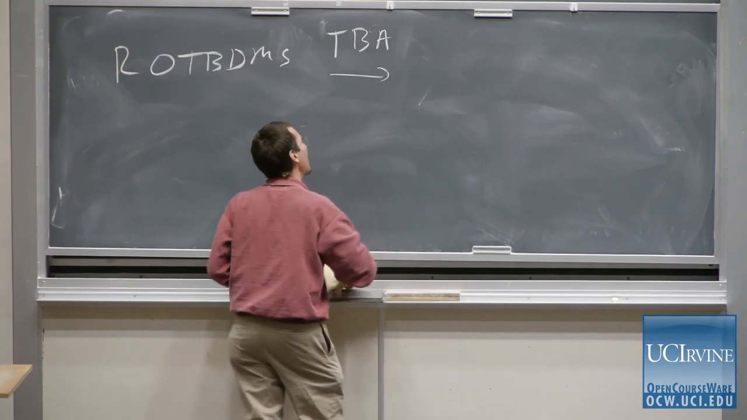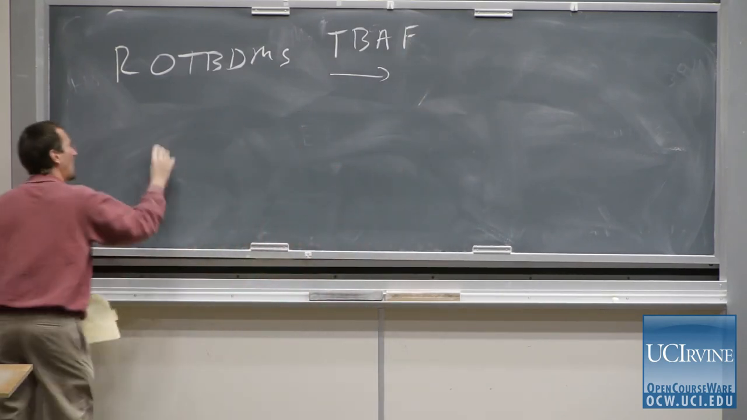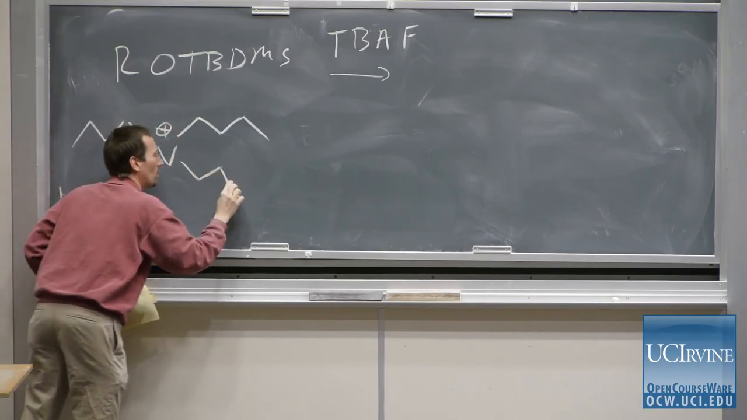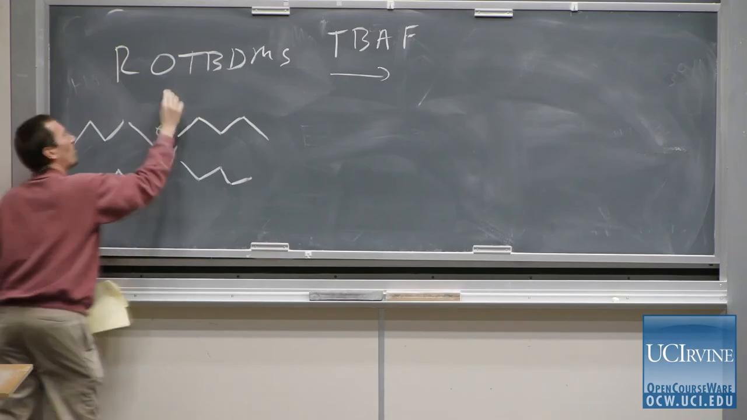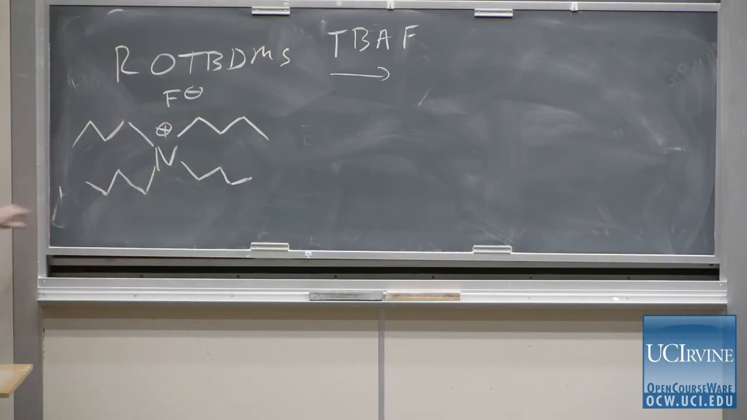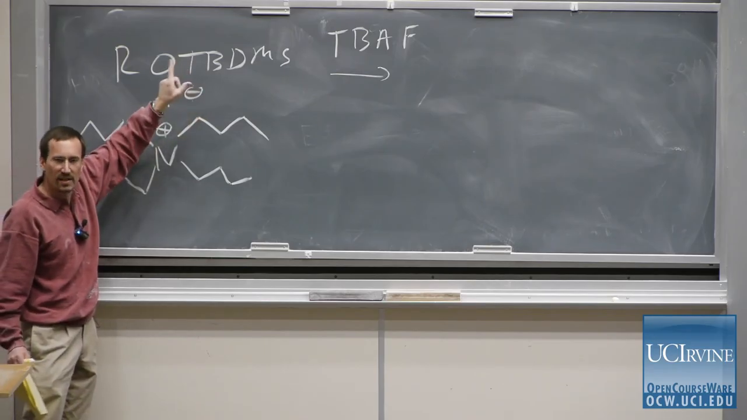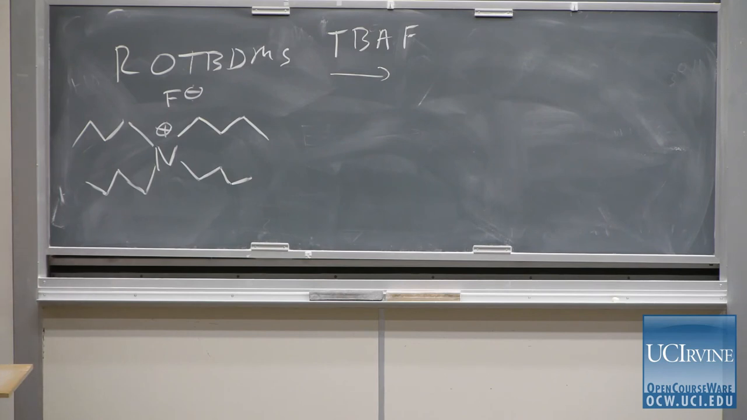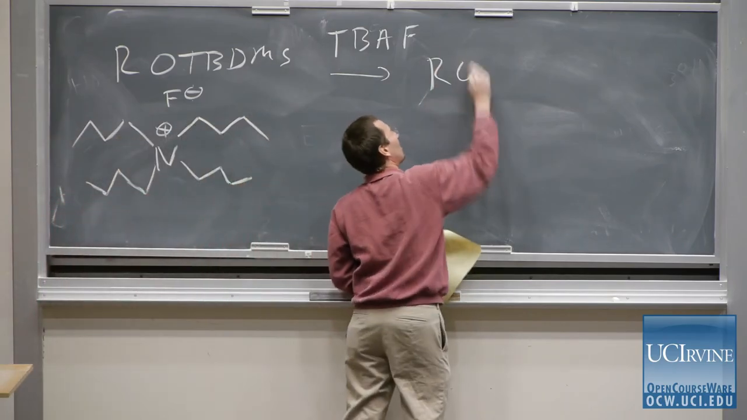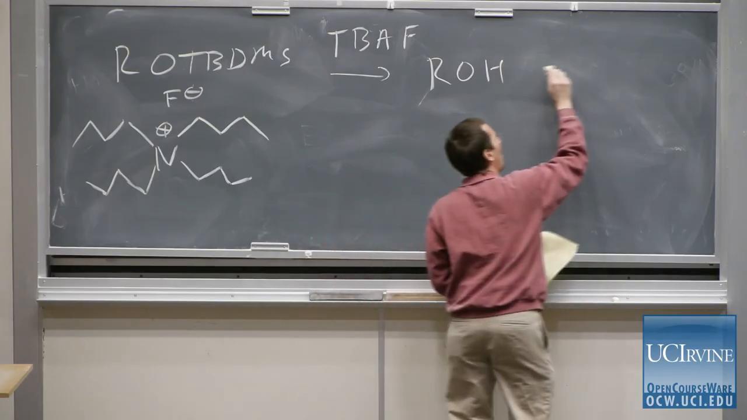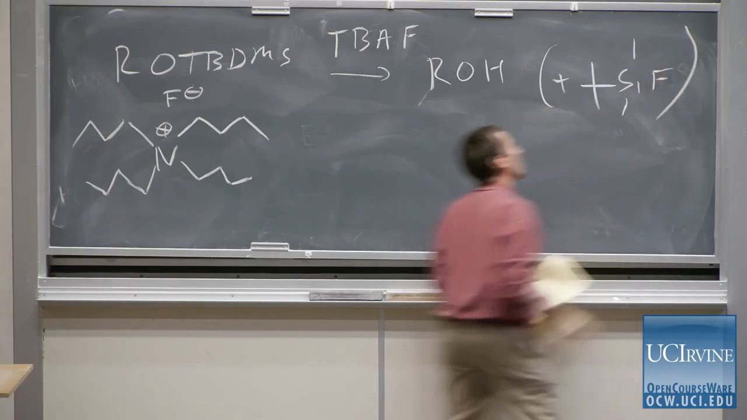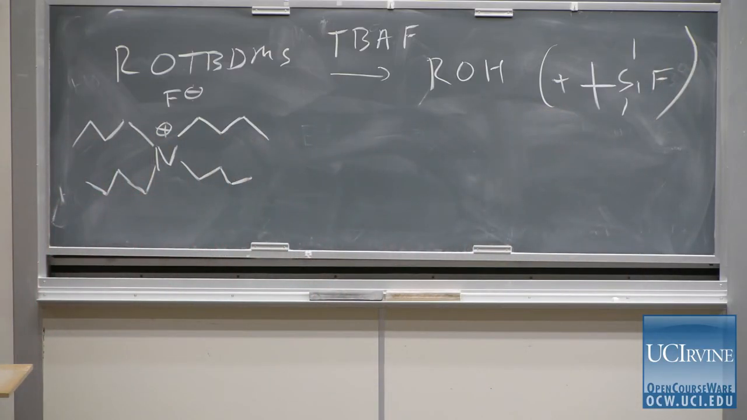Anyway, if you treat your TBDMS ether with tetrabutylammonium fluoride, now we get into the land of acronyms. Tetrabutylammonium fluoride is a big fat tetrabutylammonium cation with fluoride as an anion. It's a source of fluoride that dissolves in organic solvents like tetrahydrofuran. And fluoride loves silicon. Oxygen likes silicon a lot. Fluoride loves silicon. It forms a really, really strong bond to silicon. When we treat our TBDMS ether with TBAF, we get back our alcohol. And again, organic chemists are terrible about writing byproducts of reactions, but I will, for this one time, write tert-butyl dimethyl silyl fluoride as a product.